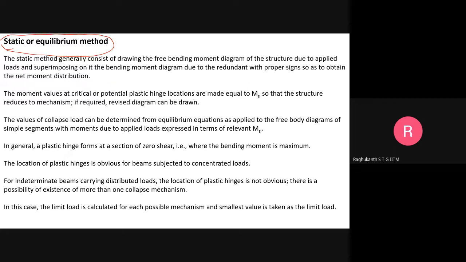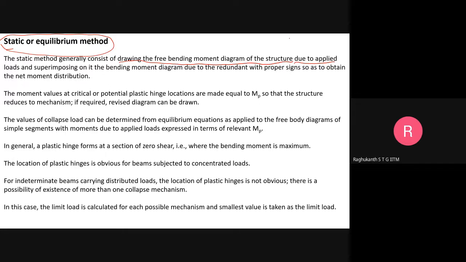So what this method is, it is very straightforward, very simple. First, you have to draw the bending moment diagram of the structure, which you already know from your structural analysis course. Due to the applied loads, you just draw the bending moment diagram. If it is statically indeterminate, you remove the redundant, and then you can draw the diagram itself.